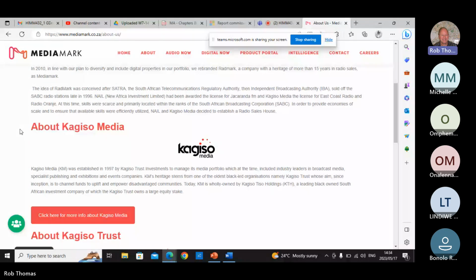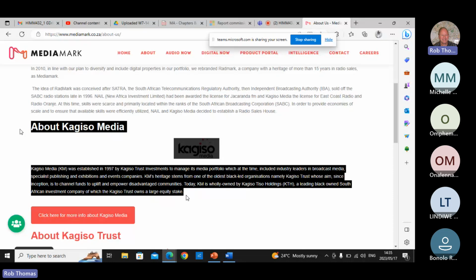Okay, so let's read over here what it says about Kagiso Media, the section over here. Kagiso Media was established in 1997 by Kagiso Trust Investments to manage its media portfolio, which at the time included industry leaders in broadcast media, specialist publishing, and exhibitions and events companies. So guys, can you see that over there? Look at that. It's not just about broadcast media, it's also eventing.